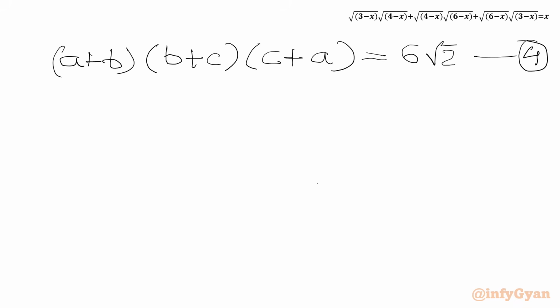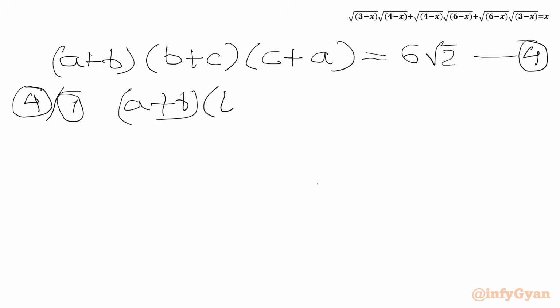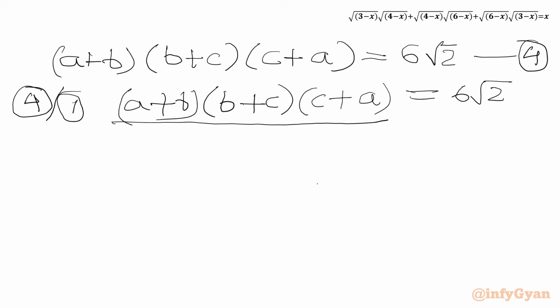Now we have to divide equations. Let's divide equation 4 with equation 1. So we will write LHS of equation 4 divided by LHS of equation 1. So A plus B times B plus C times C plus A. This is equal to 6 square root 2 divided by LHS of equation 1. A plus B times C plus A.